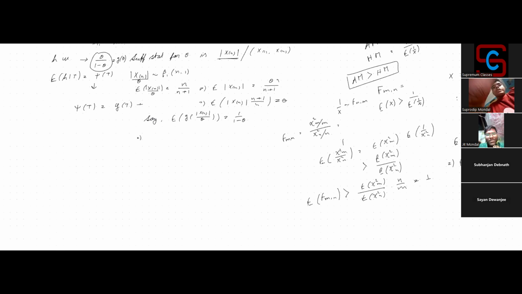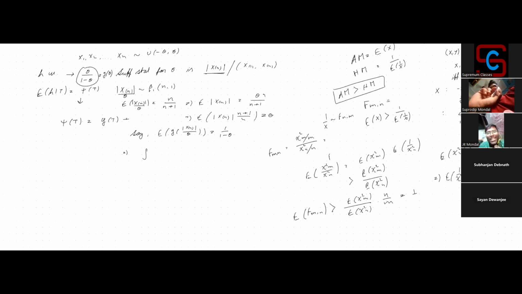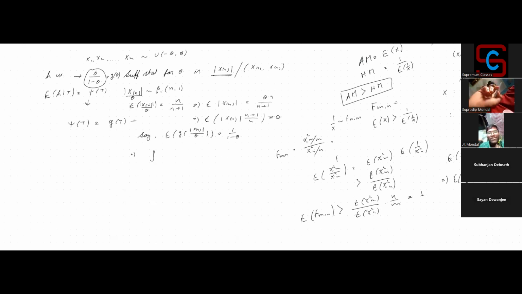No, what have you written? G of x order n by theta. You have taken theta inside the function because this follows uniform 0, 1. That's why I have taken that. No, but you are calculating the expectation of g of x order n by theta. Is this theta inside the g function?